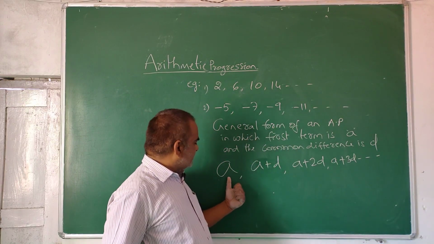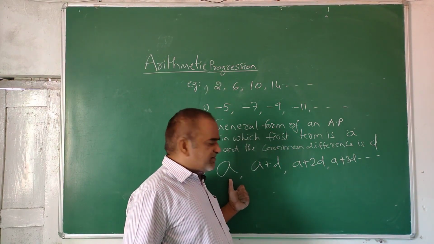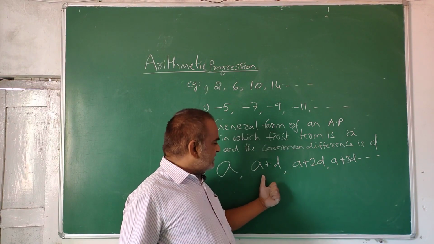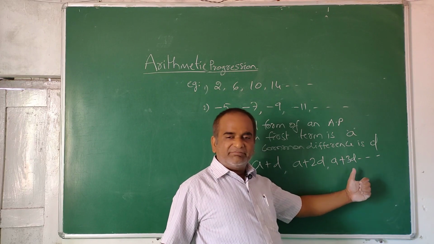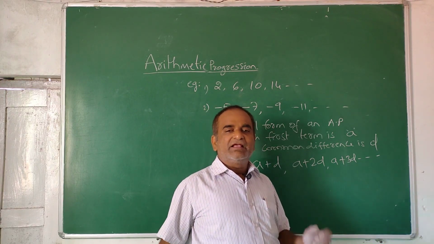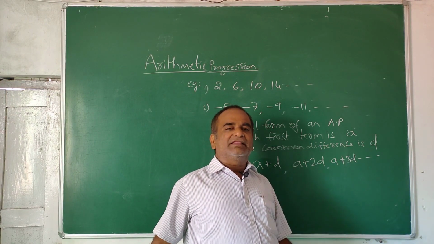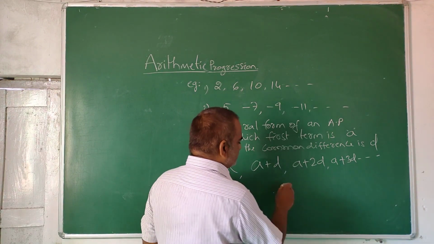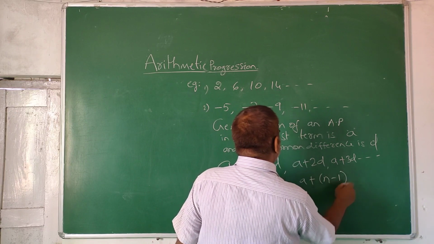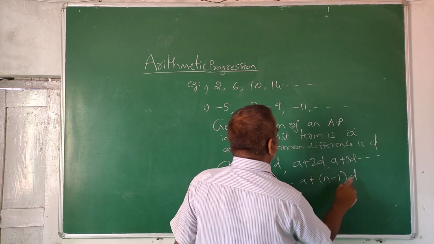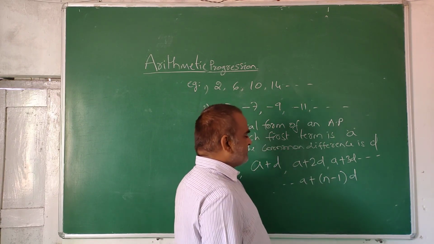So if you observe here, no D's are there in the first term, 0 D's. In the second term, 1 D is there. In the third term, 2 D's. In the fourth term, 3 D's. So what are you observing? Number of D's is 1 less than the number of the term. So how can you write the general term? N minus 1 into D. 1 D will be lesser than the number of the term.